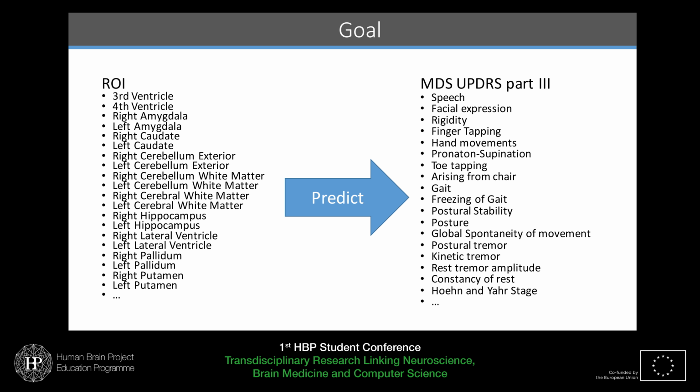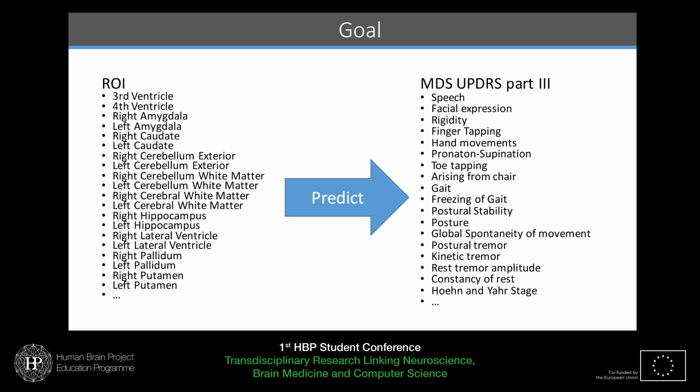Here, on the left-hand side, we have the regions of interest. On the right side, we have those 35 motor assessment scores. These scores are, for example, speech, facial expression, rigidity, posture, and so on. Now, these scores go from 0 to 4. 0 means that it's normal, and 4 means severe motor impairment.